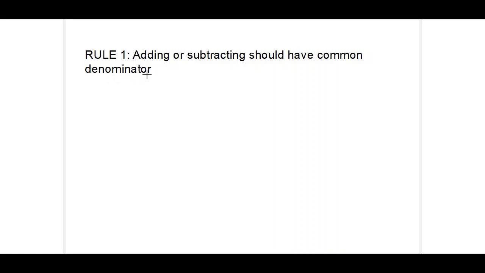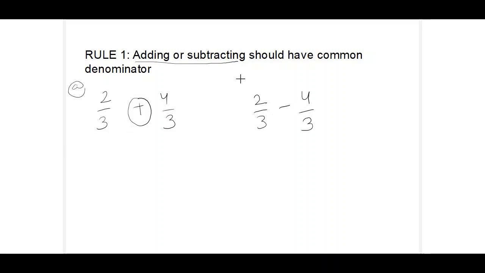So this is our first rule, that is adding or subtracting fraction numbers. For example, when we have two numbers, my example is 2 by 3 plus 4 by 3. So I have to perform the addition of these two numbers, or the subtraction of these two numbers, 2 by 3 minus 4 by 3. These are two different questions, one based on addition, the second on subtraction. So rule number 1 is adding or subtracting should have a common denominator.